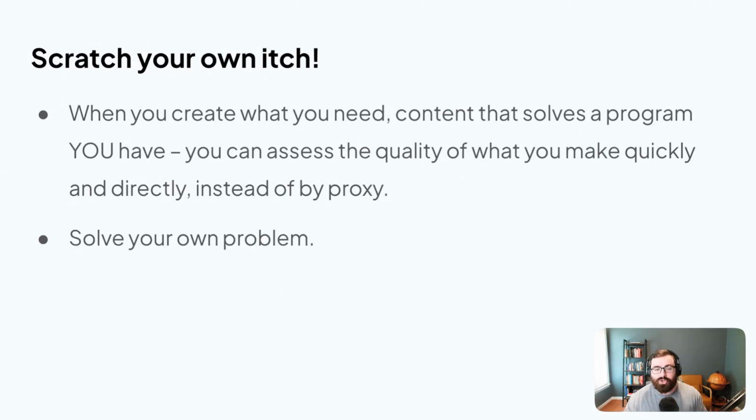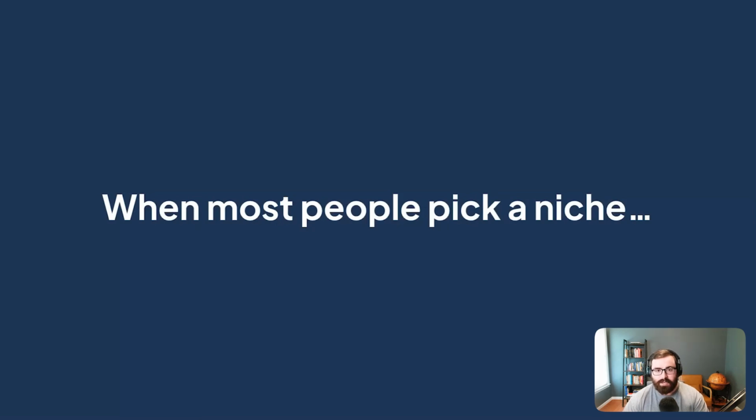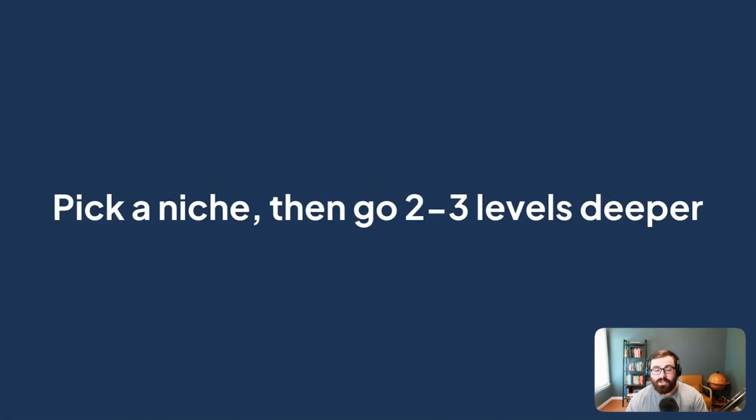So if you're not sure about what your niche is, consider that Venn diagram. Most importantly, solve your own problem and scratch your own itch. This approach lets you fall in love with what you're creating. Now, the most common mistake people make when they pick a niche is they go way too broad. I recommend that you pick a niche and then go 1 to 3 levels deeper.